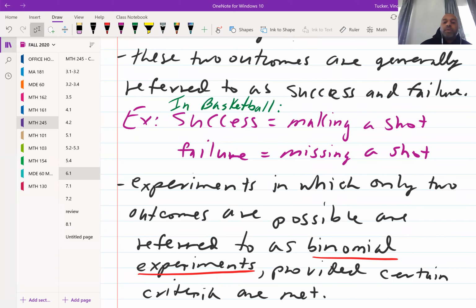All right, experiments in which only two outcomes are possible are referred to as binomial experiments, provided certain criteria are met. We'll talk about that in a second.